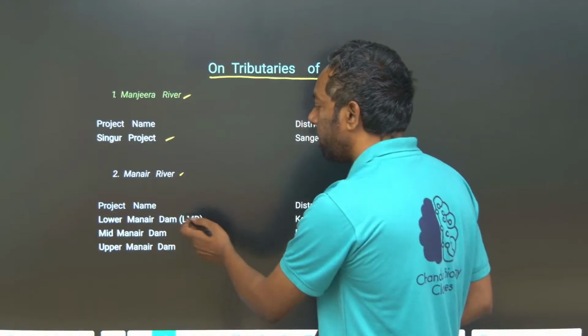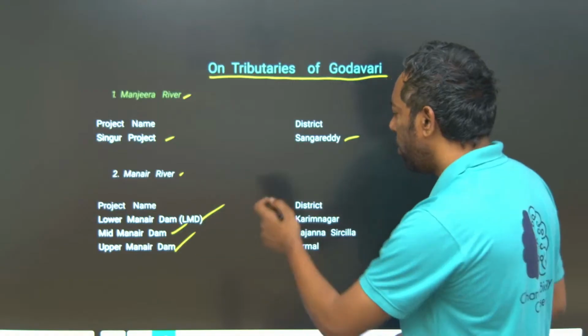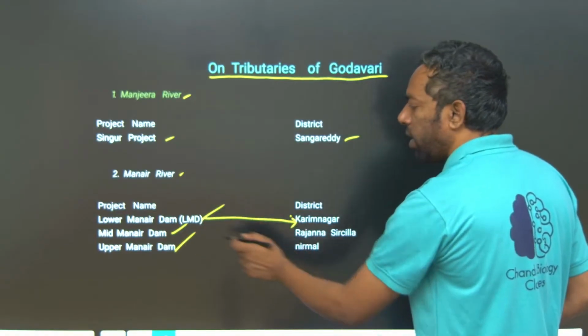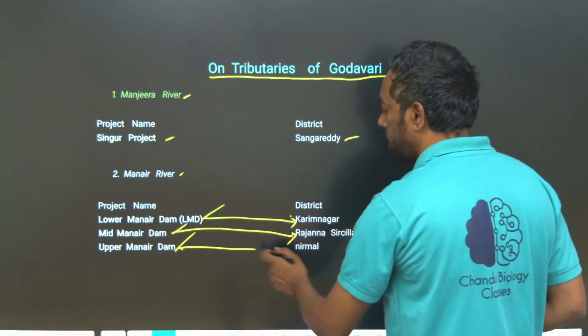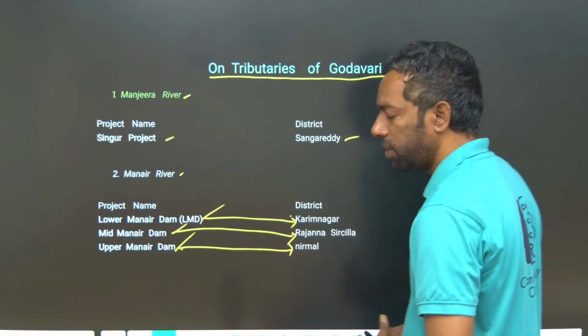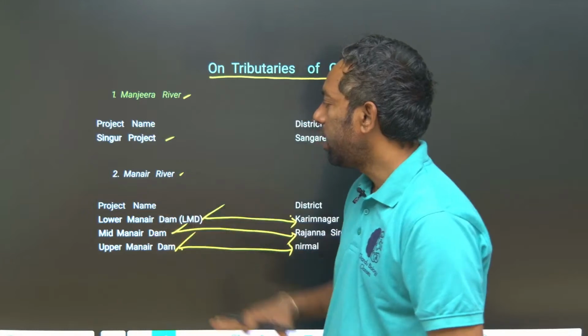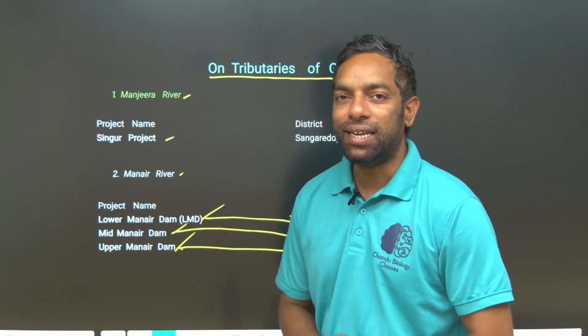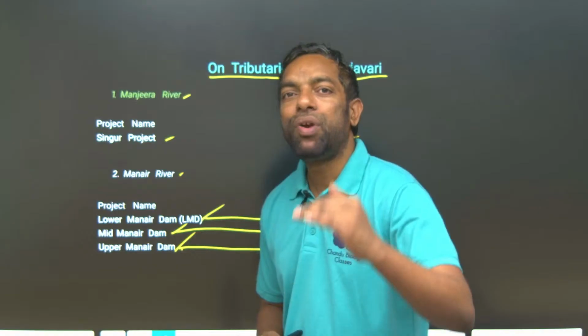Another tributary of the Godavari is Maner. Maner projects: Lower Maner, Mid Maner, Upper Maner projects. Lower Maner is in Karimnagar, Mid Maner is in Sircilla, Karimnagar. Upper Maner is in Nirmal. They can reach the water up to there. These are the Maner and Manjira. Manjira has Singur, and Maner has Lower Maner, Mid Maner, Upper Maner. These are tributaries of the Godavari, and these are the project names.